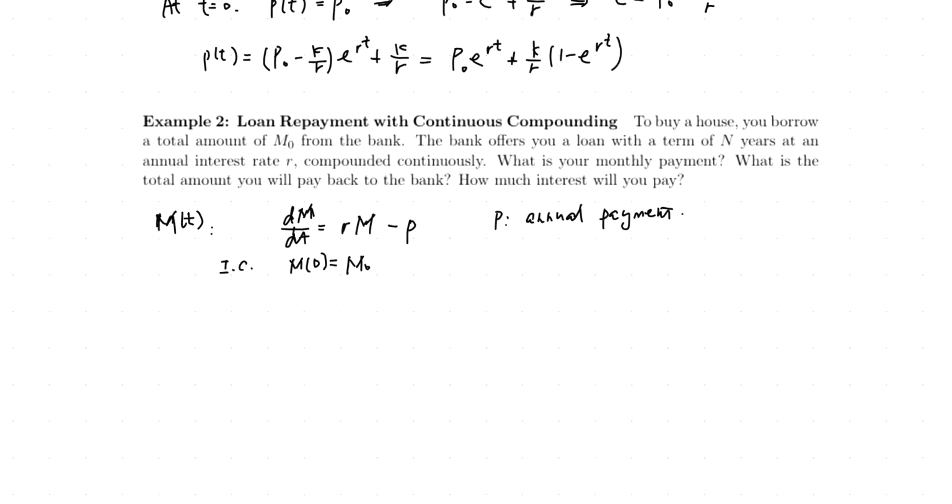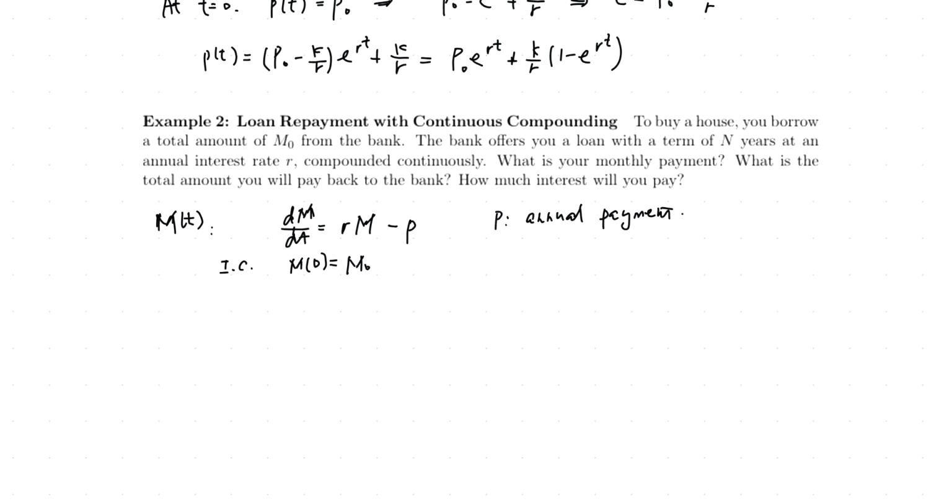So if you can solve this equation, then you will be able to tell how the money changes with time. And then you can also ask at what time you will owe 0 to the bank. That means after n years, the money you owe would be 0, and we will see that later. Now, first of all, let's solve this equation.